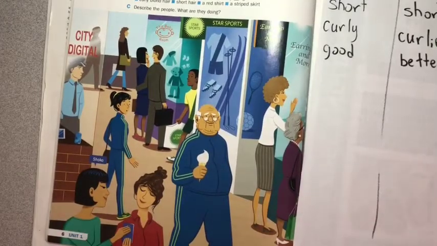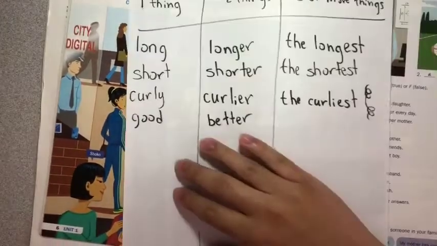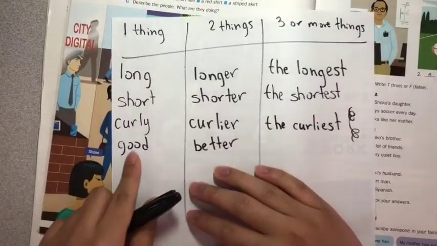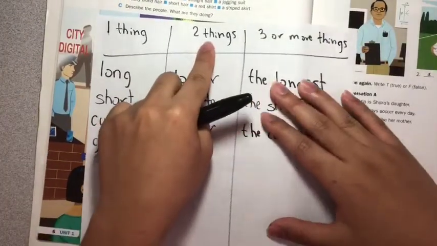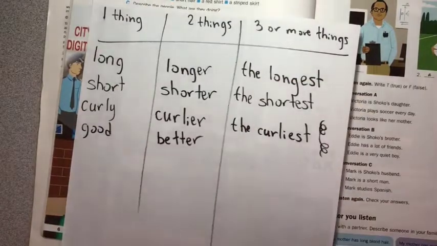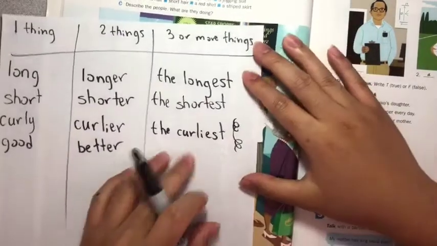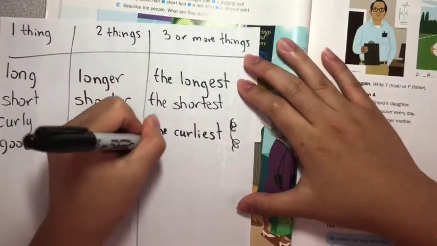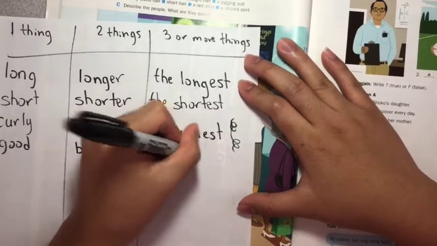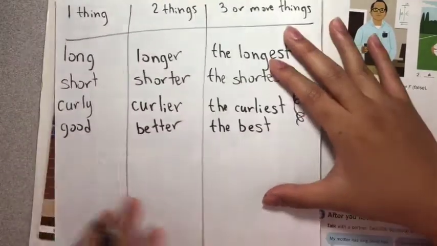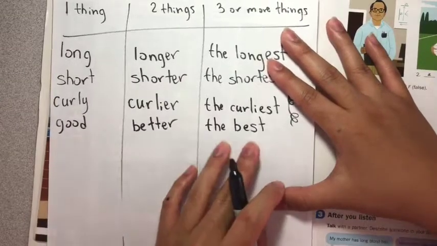So when we're talking about one person, we have the word good. When we're talking about two people, we say better. But when we have three or more things, we say the best. We have good, better, the best.